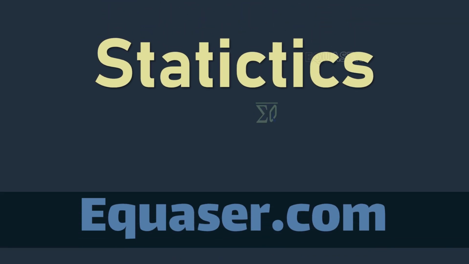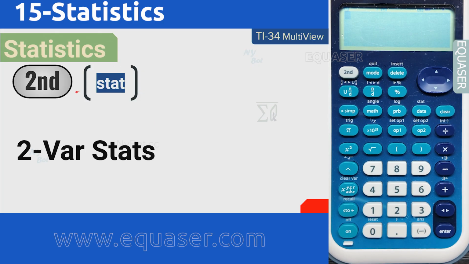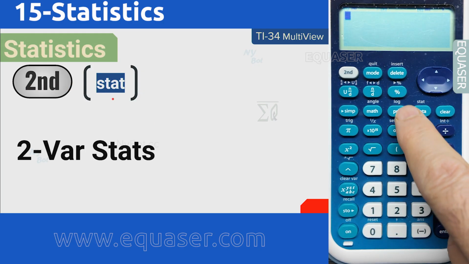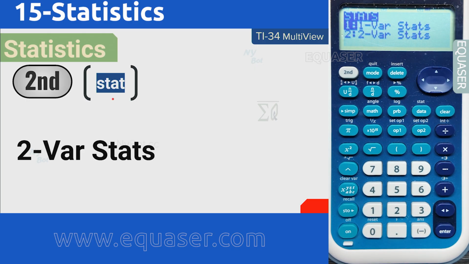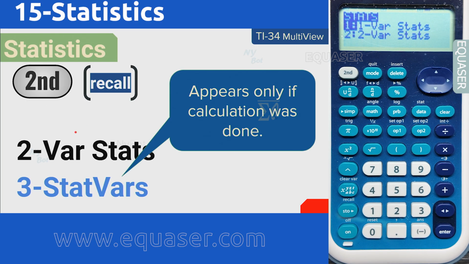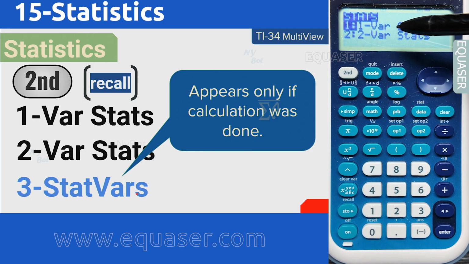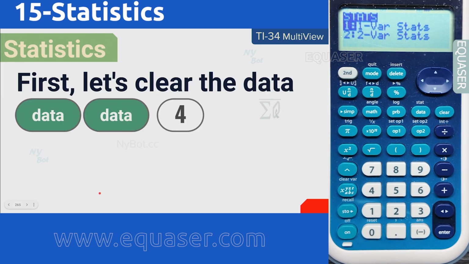Now let's do some statistics calculations and learn how we can use this calculator. For statistics, we press second function and stat here, and on the screen we see 1 variable, 2 variable, and we will see 3 stat vars. At the moment they are not available. They will appear only if the calculation is done, which we are going to learn.